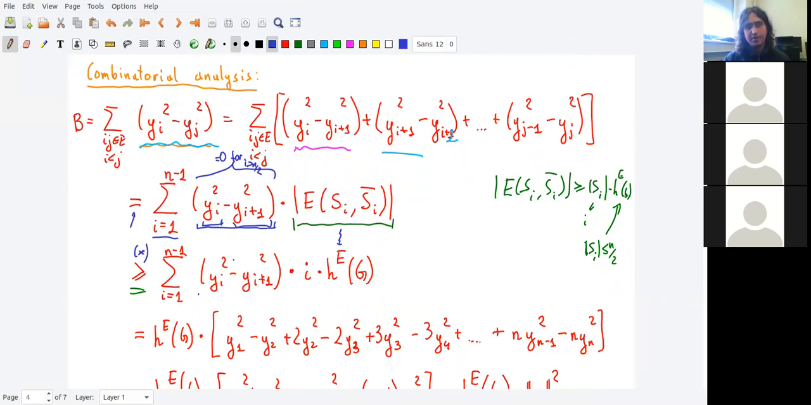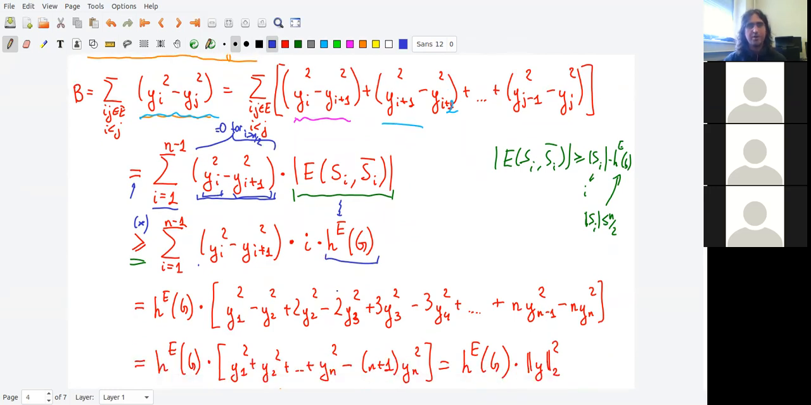Okay, so this is already a pretty difficult thing. So let's try to understand what it actually is and how we can rewrite this sum. First of all, the edge expansion is a fixed multiplier here, so let's put it in front. And let's actually try to rewrite what is here. The first term is simply y1 square minus y2 square. The second is y2 square minus y3 square, but multiplied by factor 2. The third one is like this, but multiplied by factor 3, and so on. The last one is multiplied by factor n.